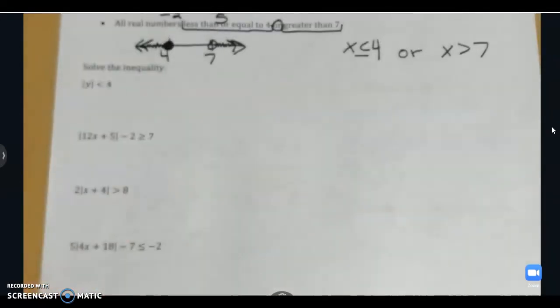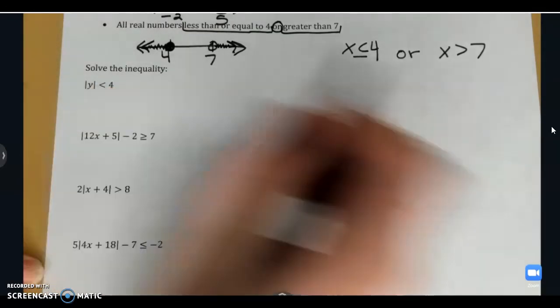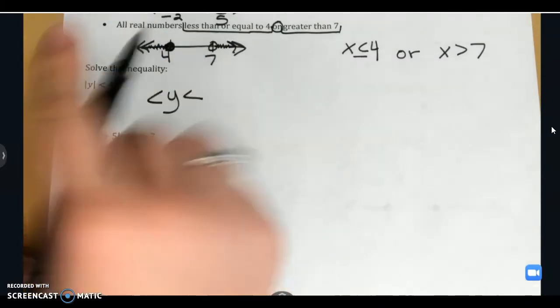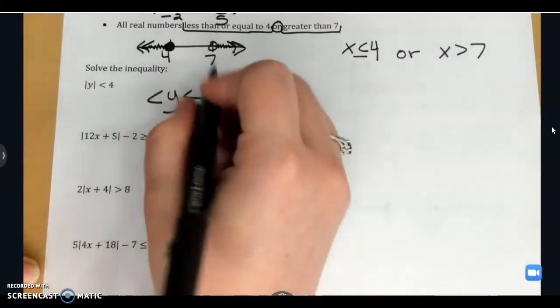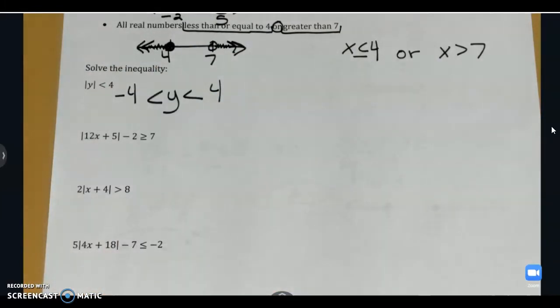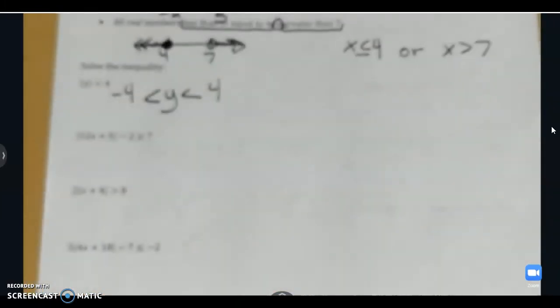Last couple practice problems. The absolute value of y is less than 4. This tells me it's going to be a single inequality with what's inside my absolute value in the middle, which is just y, positive number, negative number. And y is already by itself, so I don't have to do anything past that.